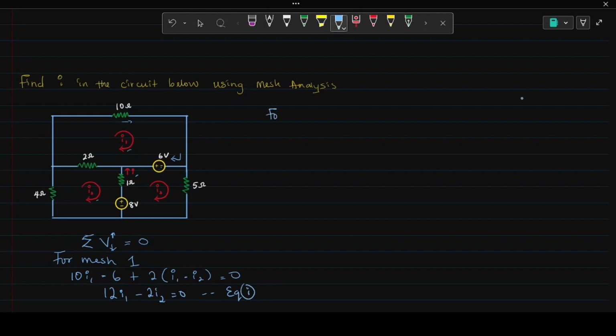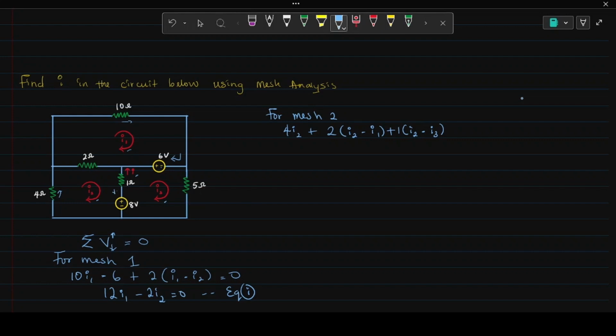Next, for mesh 2, that is with the current I2, we're going to start with the 4 ohms. So 4 I2 plus 2. Again, two currents are passing through it, but we first write the one we are currently using, which is I2, minus I1. Then plus the 1 ohm, which also has two currents passing through it. We're currently using I2, so we first write I2 minus I3, which is the second current passing through the 1 ohm. No need to write 1 as a coefficient, it's the same thing.